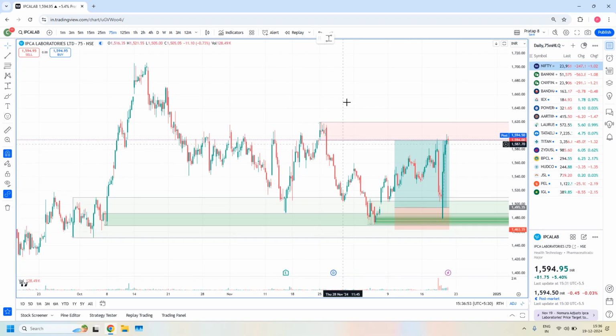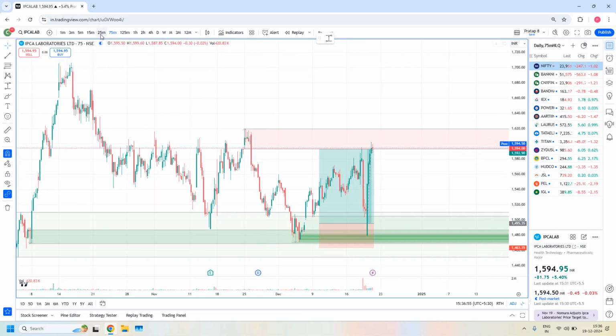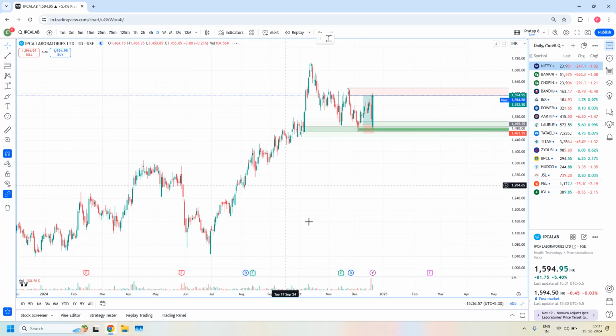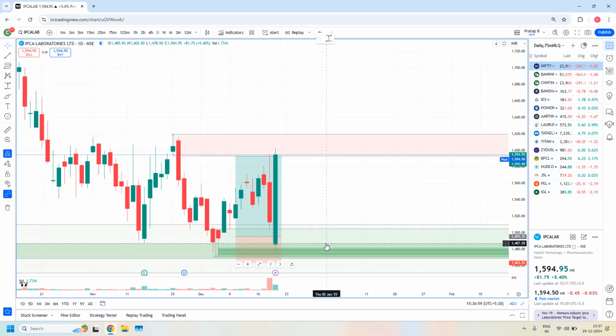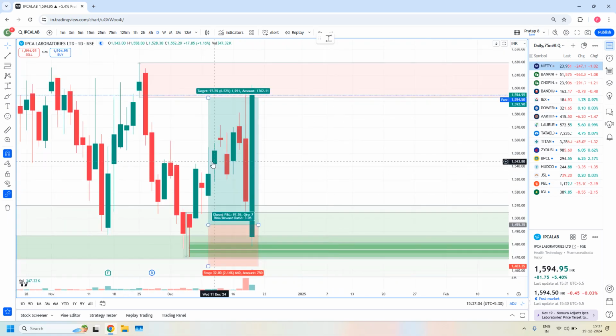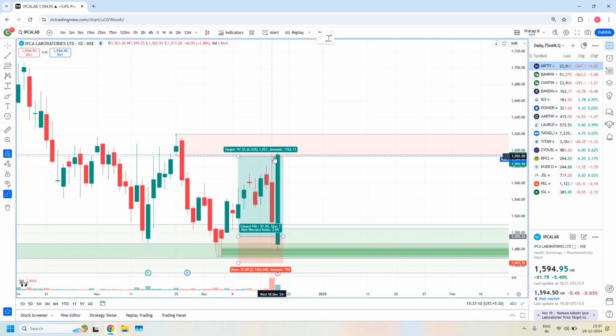So that's why what I did, I have drawn the target zone on the daily time frame. That is rally base drop. Of course, we have another rally base drop also there. Why I didn't keep my target here? Why I kept it here? Because of the horizon.